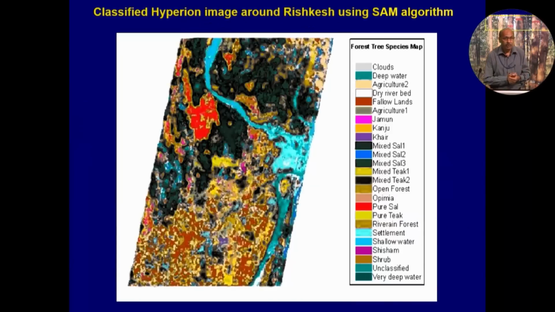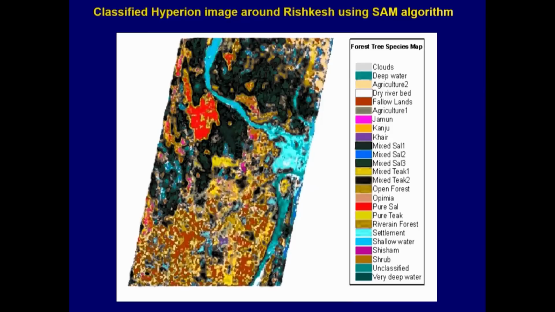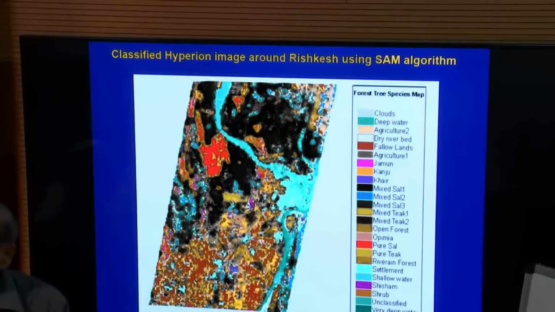Okay, so we have done the mapping using hyperspectral data, and you can see here we are able to identify a good number, like I can say sesam, I can say pure teak, riverine forest, pure sal, this is Ipomoea, don't worry about the spelling. And within sal, I can see 1, 2, 3. That means I have a pure sal is 1. But within sal, I am able to discriminate even type 1, 2, 3.